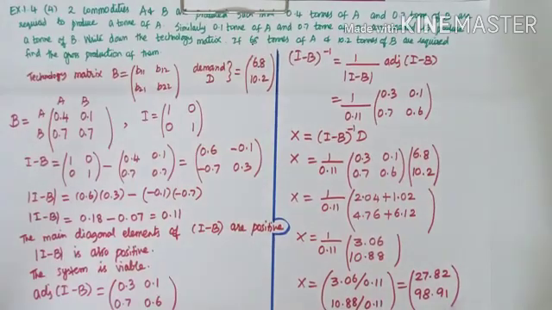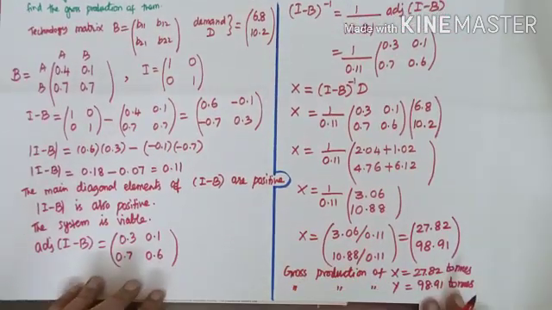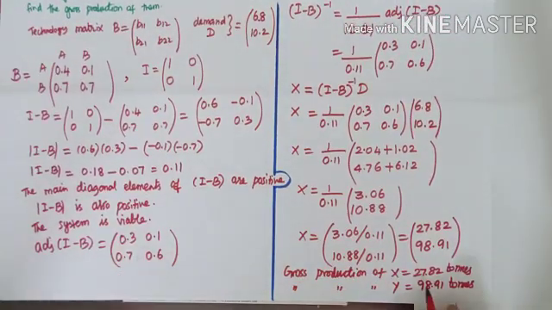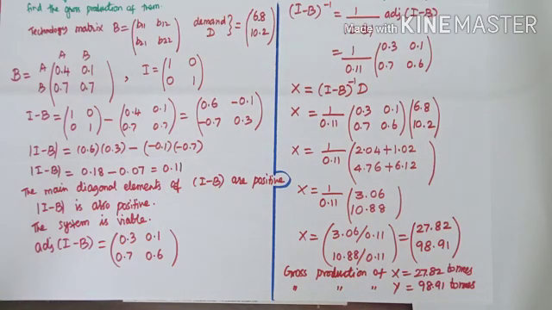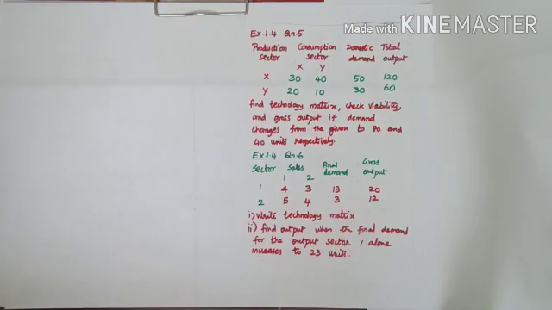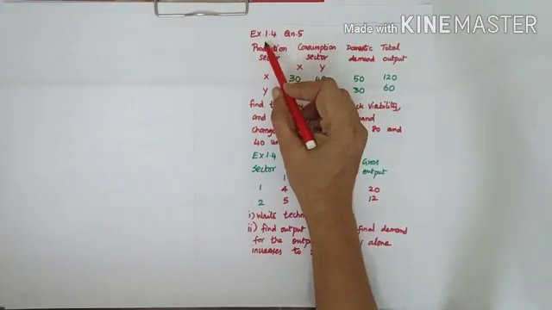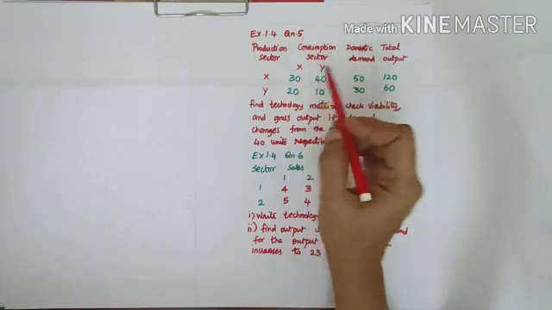Take and write the answer. Gross production of X is 27.82 tons and gross production of Y is 98.91 tons.